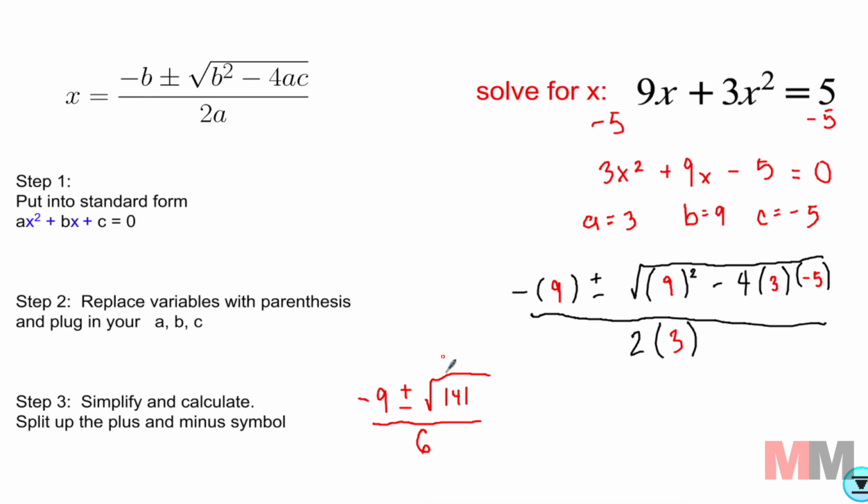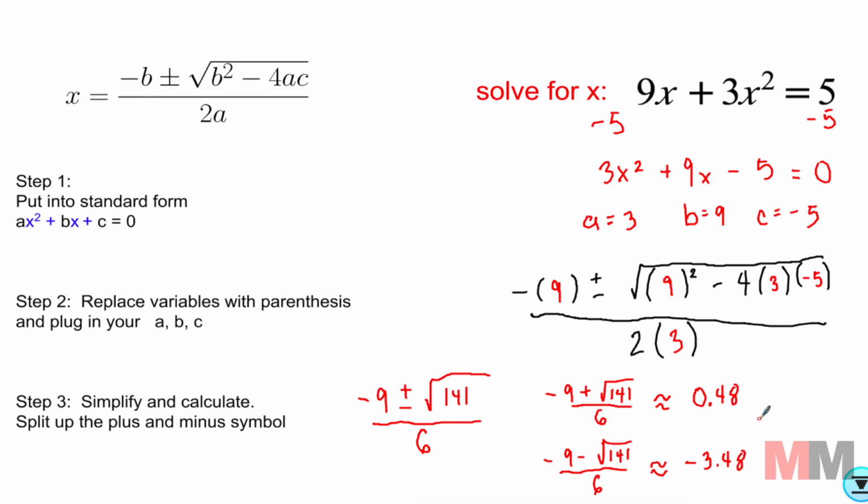Now that you have that, this plus or minus just means that you have 2 parts of your answer. The first one is going to be negative 9 plus the square root of 141 divided by 6, and if you compute that on your calculator, you should approximately get 0.48. And the second part, the minus, negative 9 minus square root of 141 divided by 6, and that is approximately negative 3.48. Those are your answers for x.